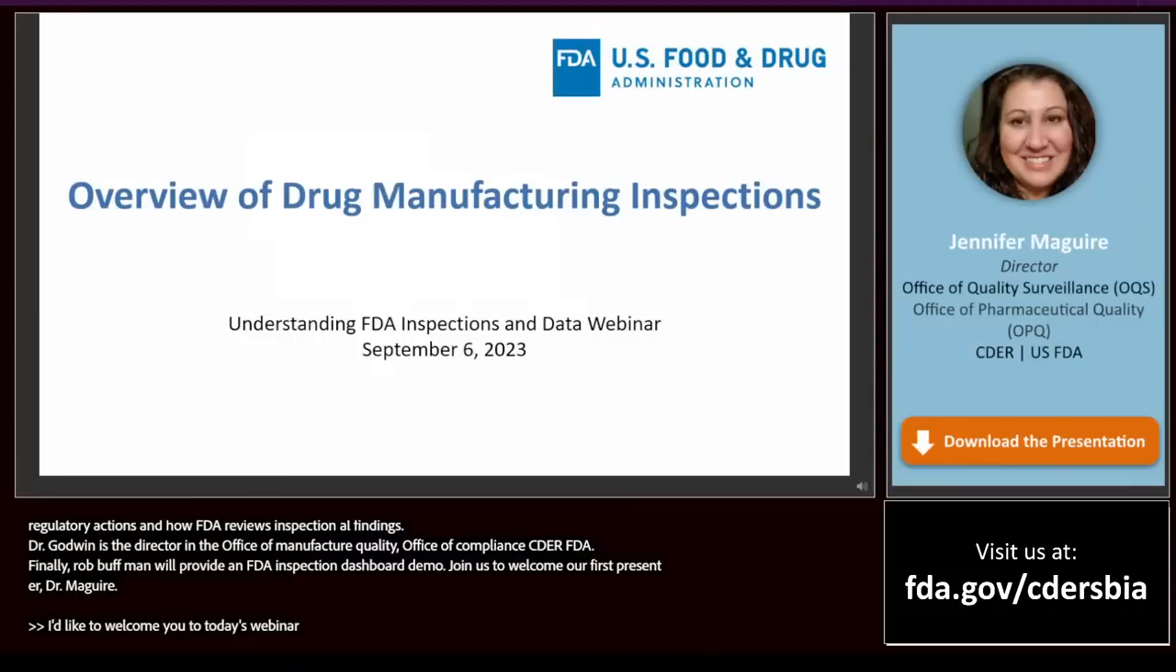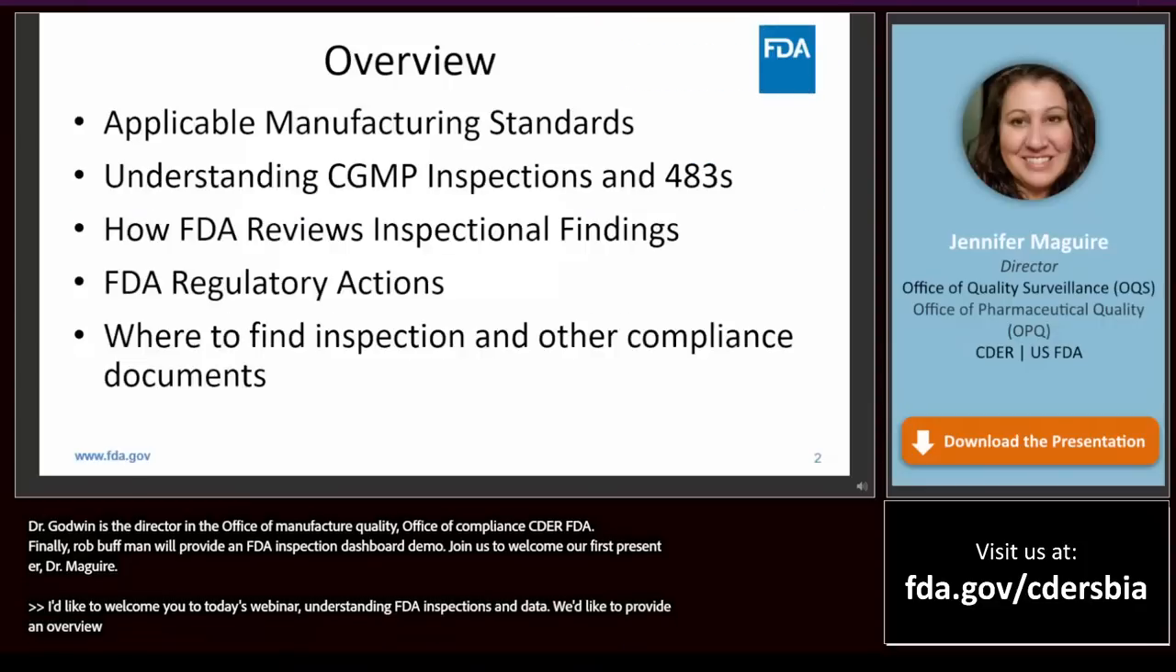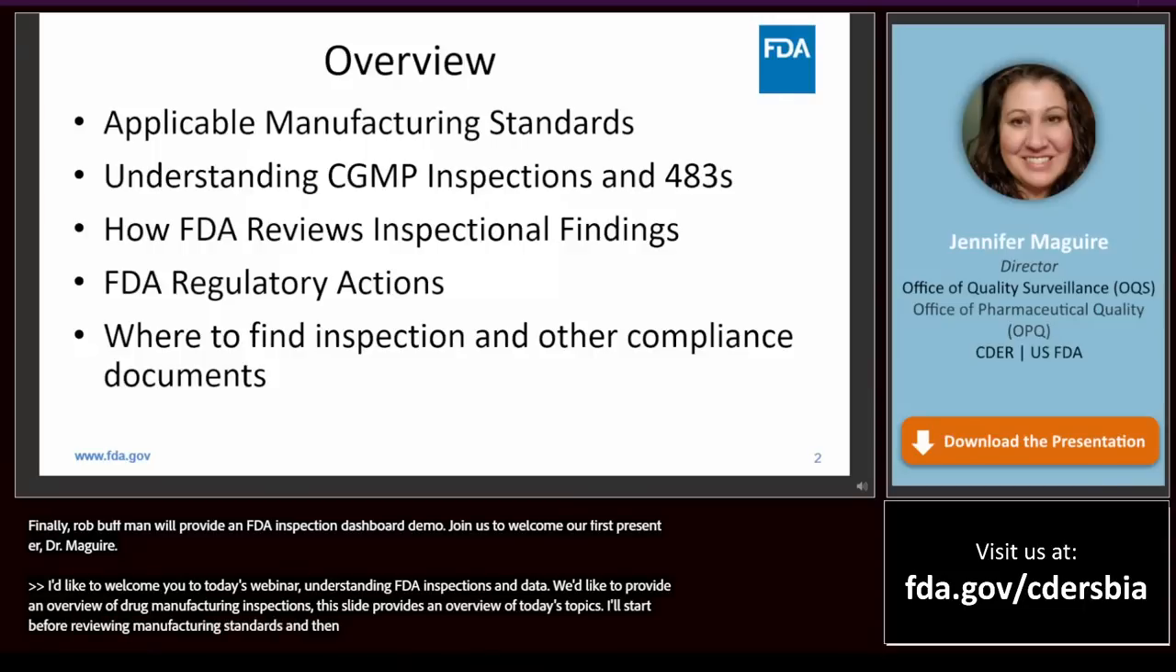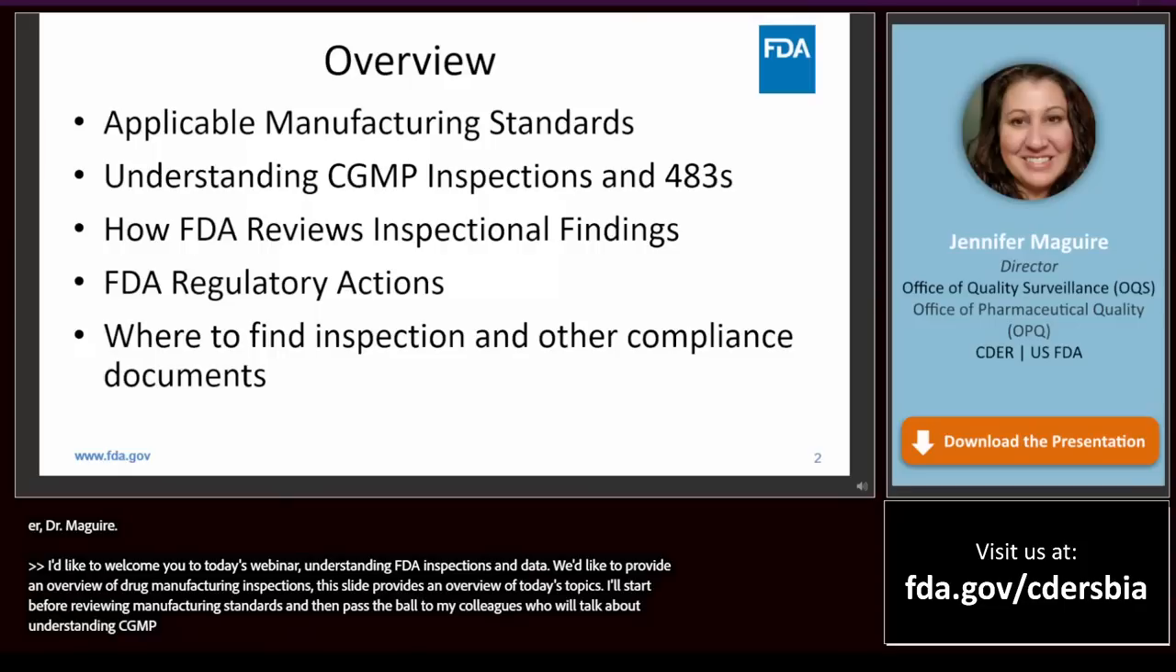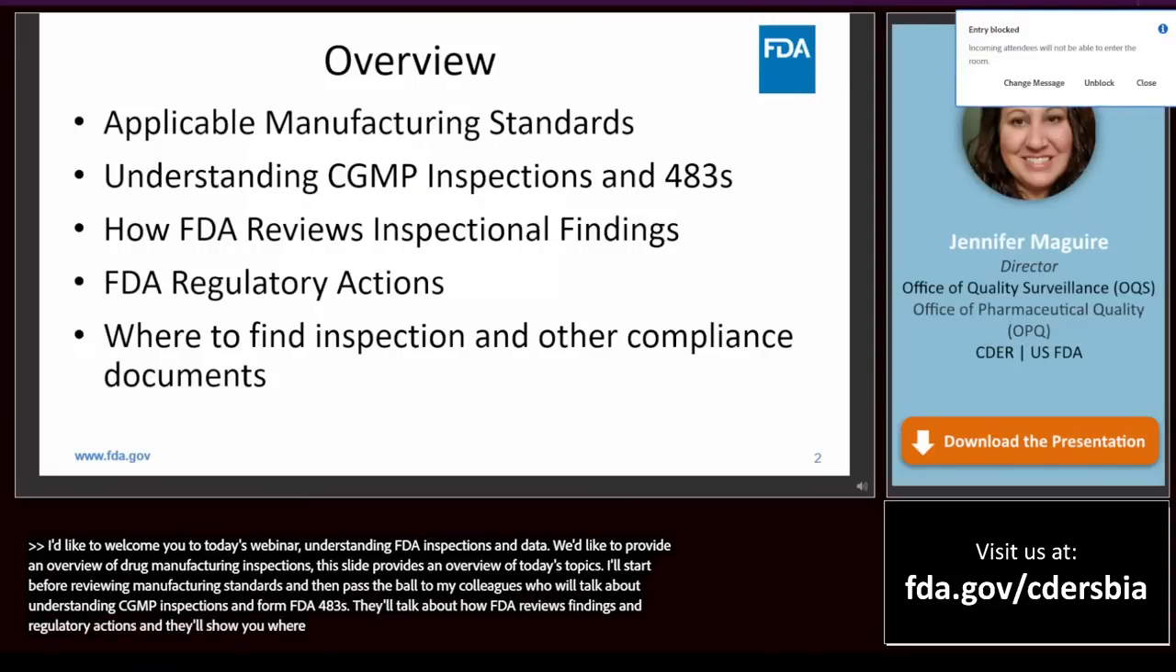Today, we'd like to provide an overview of drug manufacturing inspections. This slide shows an overview of today's topics. I'll start by discussing manufacturing standards and showing some data related to our inventory of sites and inspections. I'll then pass the ball to my colleagues who will talk about understanding CGMP inspections and Form FDA 483s. They'll talk about how FDA reviews inspectional findings and how that may lead to FDA regulatory actions. And they'll show you where you can find inspection and other compliance documents.